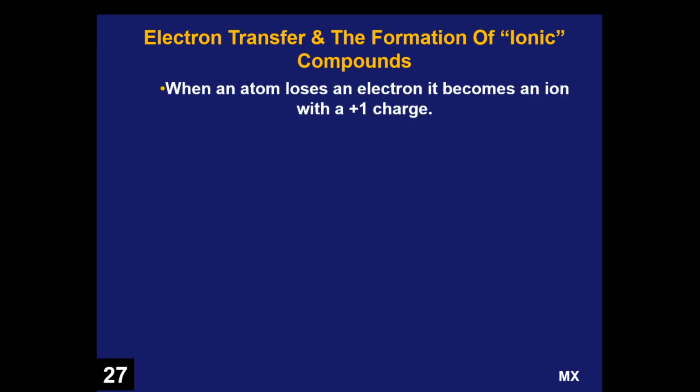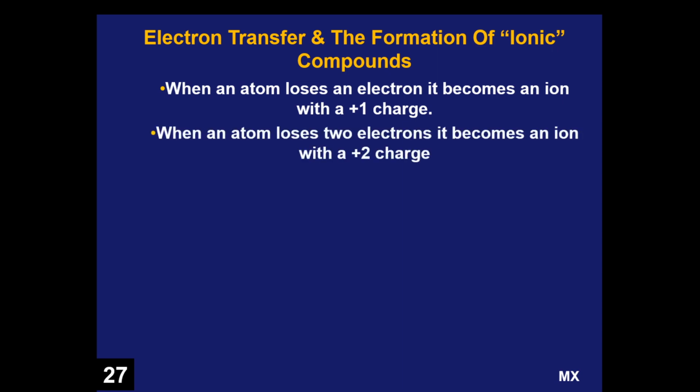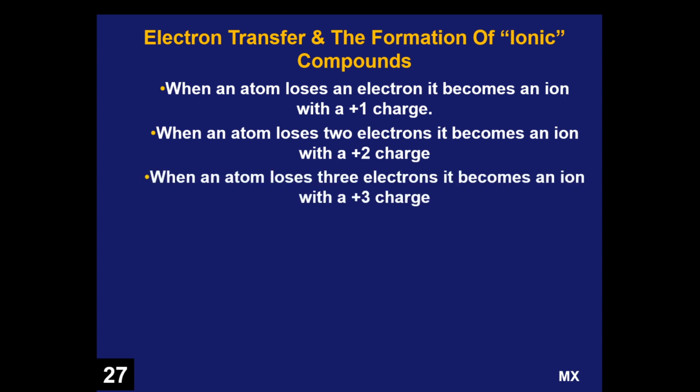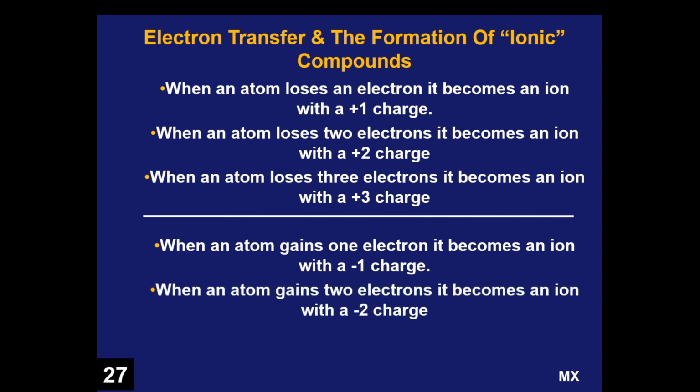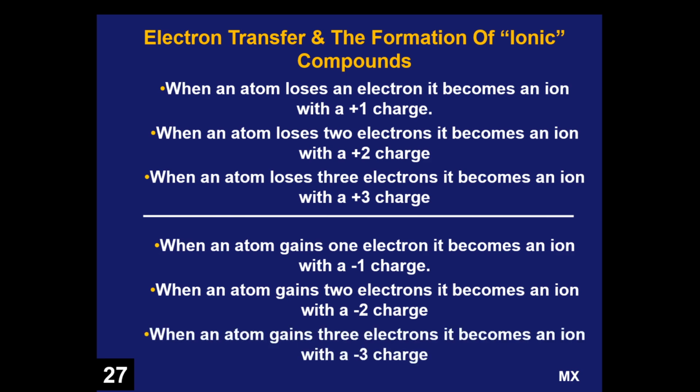So when an atom loses an electron, it becomes an ion with a +1 charge. When an atom loses 2 electrons, it becomes an ion with a +2 charge. If it loses 3, +3. If an atom gains an electron, then it has a -1 charge. If it gains 2 electrons, it has a -2 charge, 3 electrons, -3 charge, and so on.